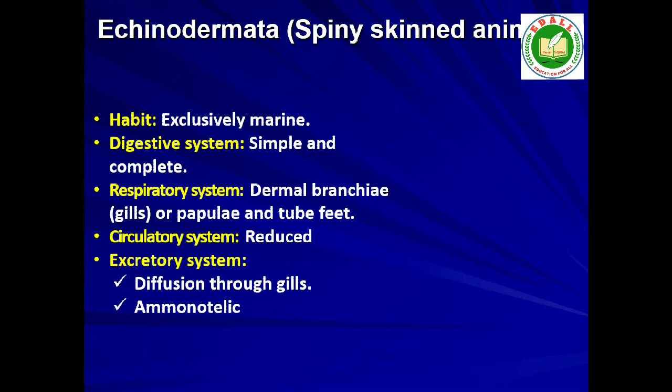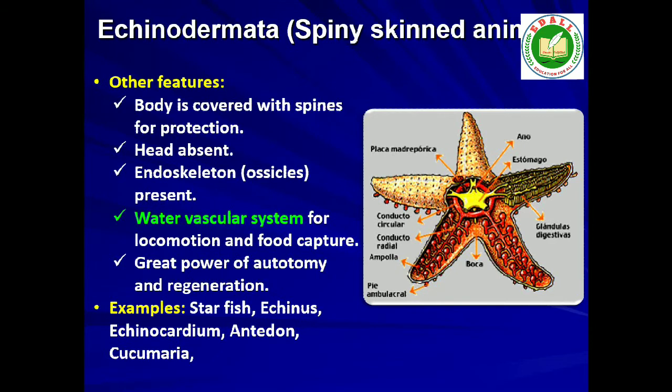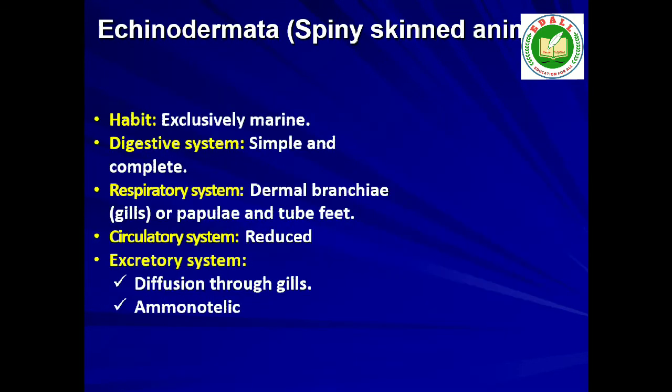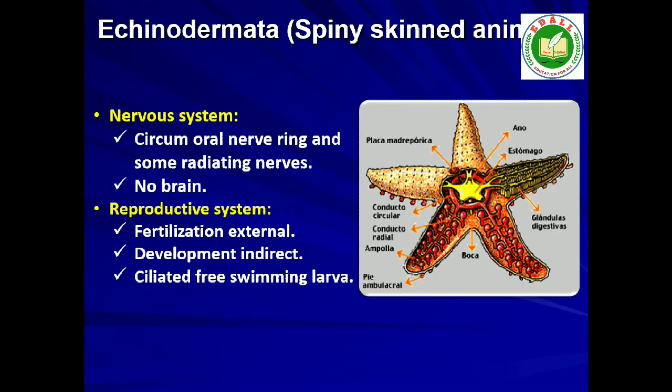Digestive system is complete with mouth on the lower, ventral side and anus on the upper, dorsal side. The most distinctive feature of echinoderms is the presence of water vascular system which helps in locomotion, capture and transport of food and respiration. An excretory system is absent. Sexes are separate. Reproduction is sexual. Fertilization is usually external. Development is indirect with free-swimming larvae.